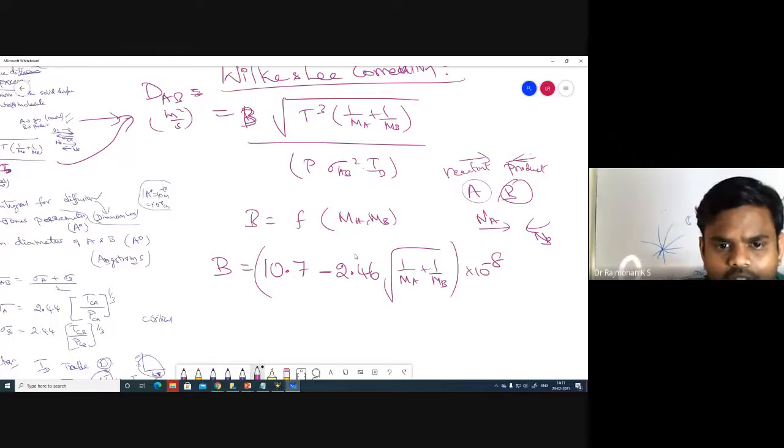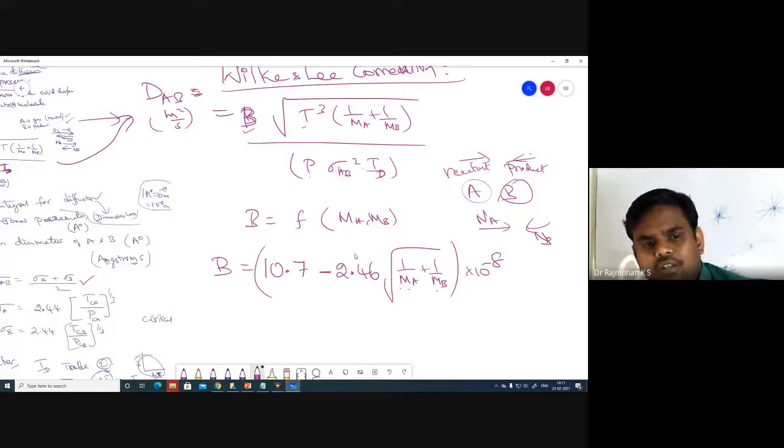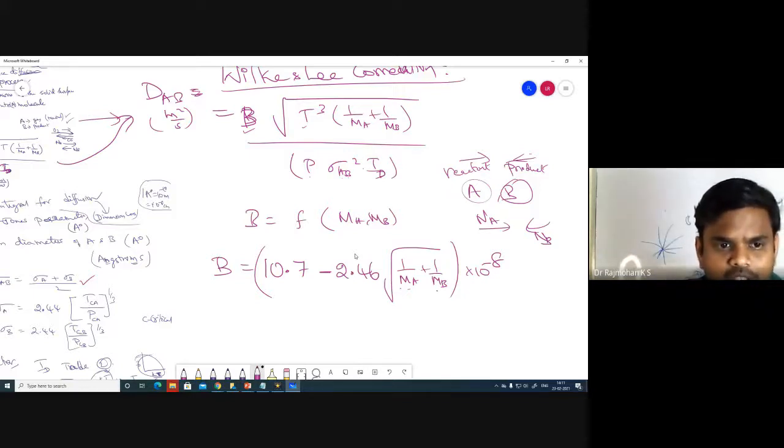So the first step is, once you know the molecular weight of A and B, we can determine the B, and then substitute here. Temperature we know, pressure we know, sigma AB we know. Sigma AB, how to get it, we have seen: sigma A plus sigma B by 2, that whole square. ID we know how to get it, right? T epsilon by K, we can get that one, right? Tk by epsilon AB, we get the ID value. That also we will substitute to get DAB. So the first step is to get the DAB value. So we should define this equation we are going to make use of.